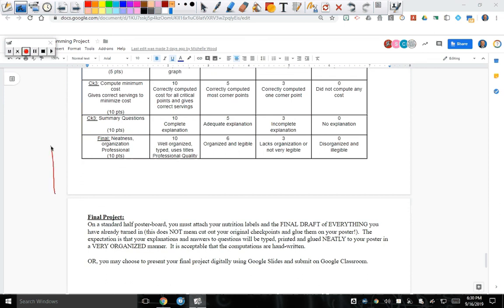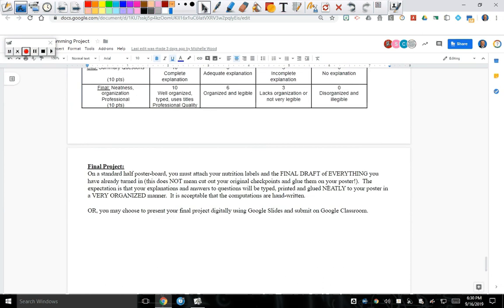And the last thing, the final project. So on a standard half poster board, so not a full poster board, a half poster board. Please, please, please do not give me a full poster board. I'll ask you to do it again. You must attach your nutrient labels and the final draft of everything you have already turned in, but this does not mean you're going to cut out the original checkpoints and then just glue them to your poster. Okay, so the expectation is that your explanations and answers to the questions will be typed, printed, and glued neatly to your poster in a very organized manner.